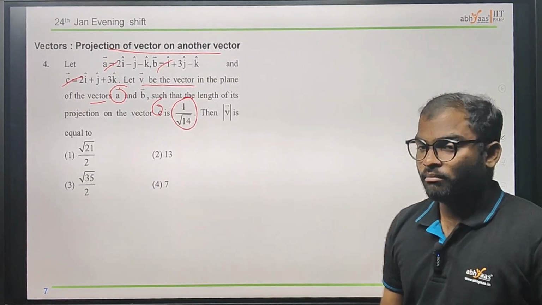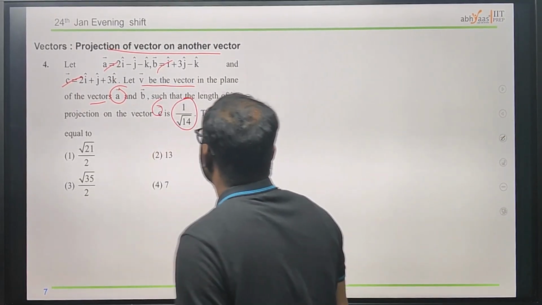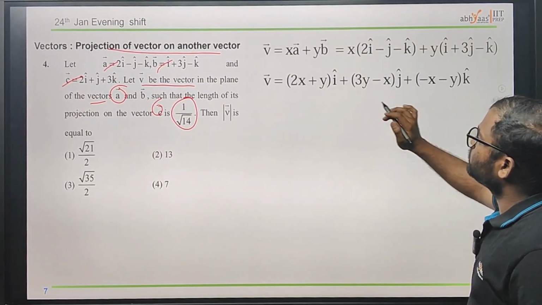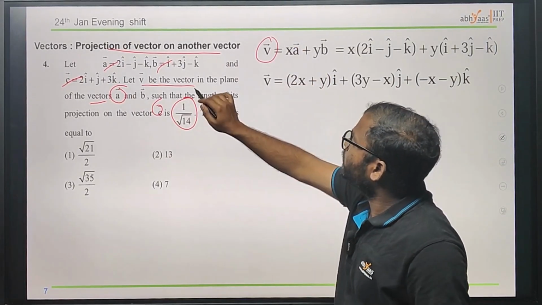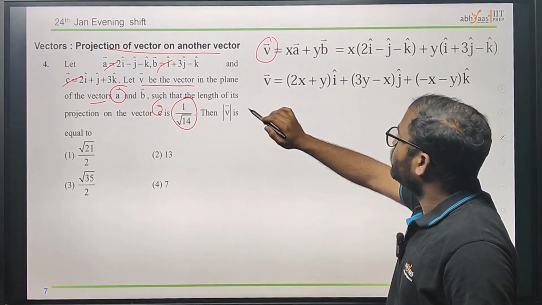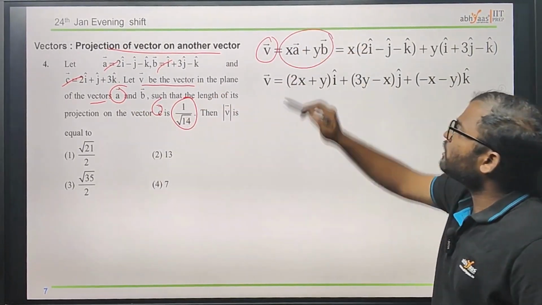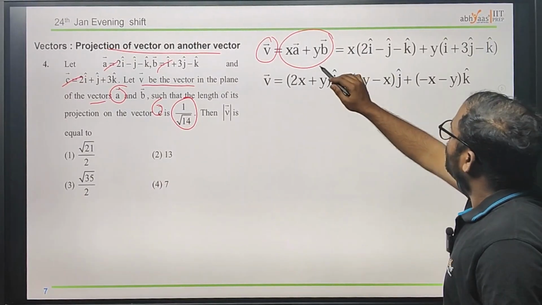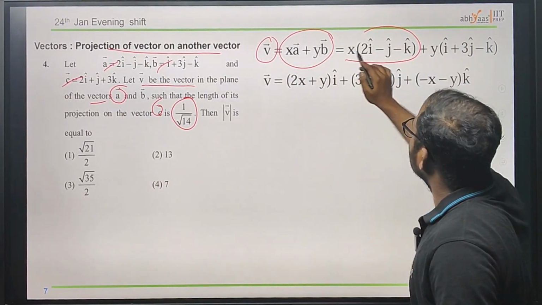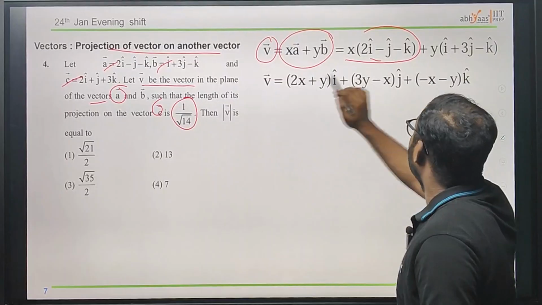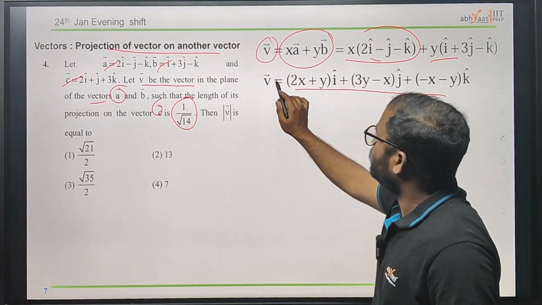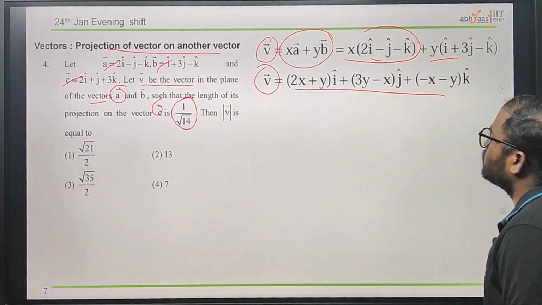Then what is the magnitude of v that they are asking about? Let's see. If you observe, the vector v is in the plane of a bar and b bar, therefore we can write it as x a bar plus y b bar. We just substitute the values of a bar and b bar in this, simplify those, and we will get v bar in terms of x and y.